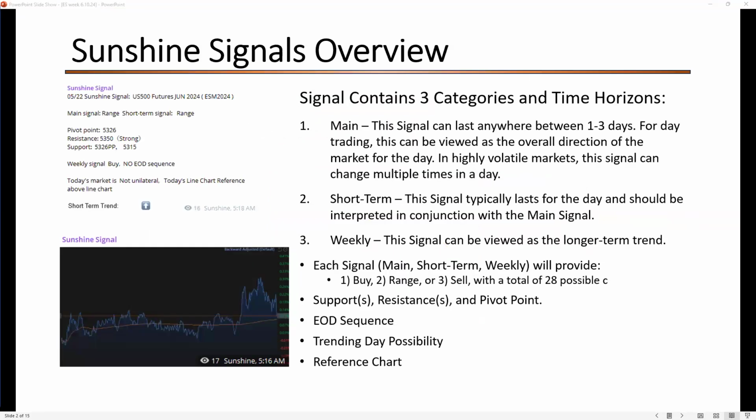As a brief review, you may recall that Sunshine Signals provides 3 signals daily: the main signal, the short-term signal, the weekly signal, and sometimes the monthly signal is also given. Also, each day, a pivot point, a resistance, and support levels will be provided. The pivot point will act as the bull-bear line for the day. Sometimes an EOD sequence will be provided, but not always. And if the signal detects a trending day possibility, it will show as unilateral. Here, it's showing as not a trending day possibility.